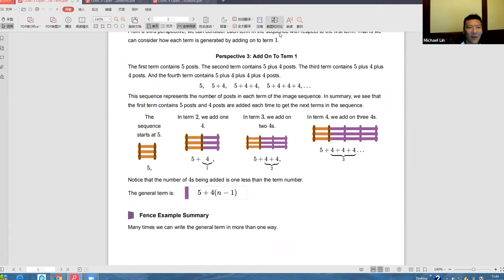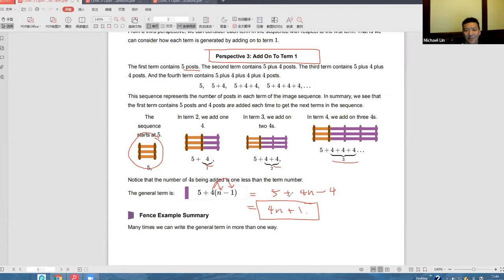And then they're saying that, well, there's somebody who's even more clever. They can figure it out another way. I would never think about it this way once again, okay? So again, they're saying that this first term contains 5 posts, then we add 4 each time, right? So what happens is it's gonna be 5 plus 4n minus 1. But you'll notice that with this, it's still the same thing. It's 5 plus, we have to distribute the brackets. So this is 4n minus 4, which works out to be 4n plus 1 anyways. Okay, so it's the exact same thing.